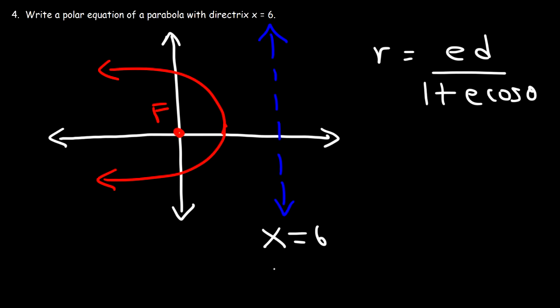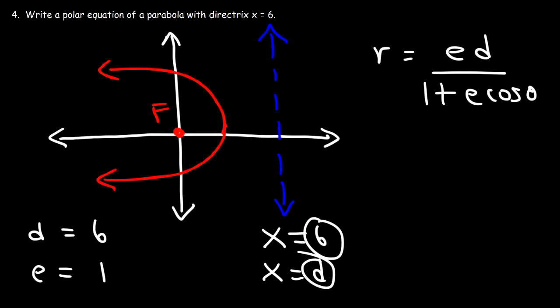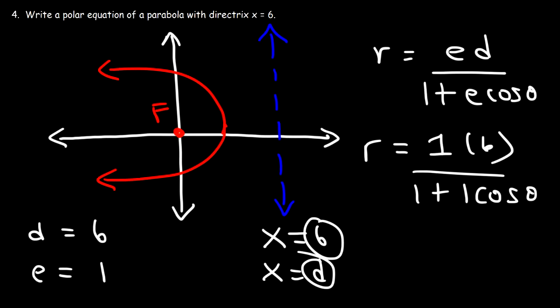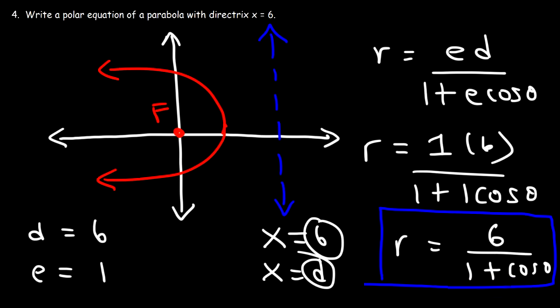Now, for the directrix, we know that x is equal to d. So that tells us that d is equal to 6. And by definition, what do you think the eccentricity of an ellipse is? I mean, not an ellipse, but of a parabola. For a parabola, the eccentricity is always 1. So e is 1, d is 6. So the answer is going to be r equals 6 over 1 plus cosine theta. And this is the equation of the parabola. That's it.